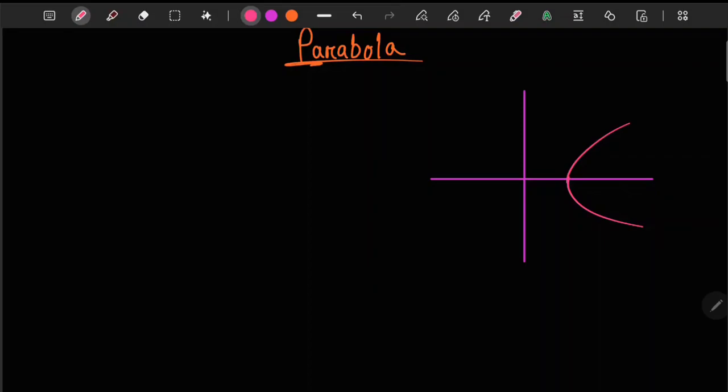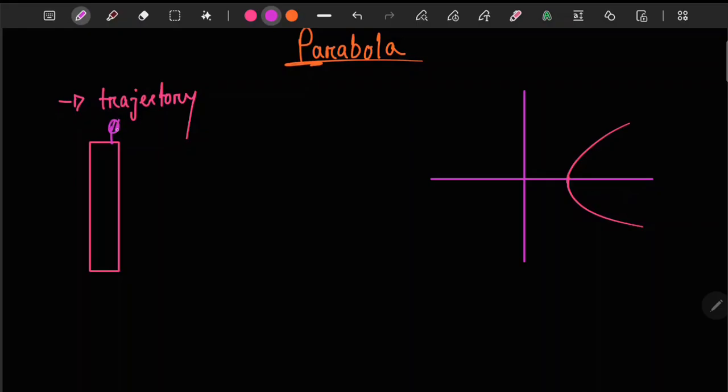So what is the significance of this shape? For example, the trajectory. That means if this is a building and from this place you throw a ball that would fall like this, the shape is parabolic, right? So that's the significance.